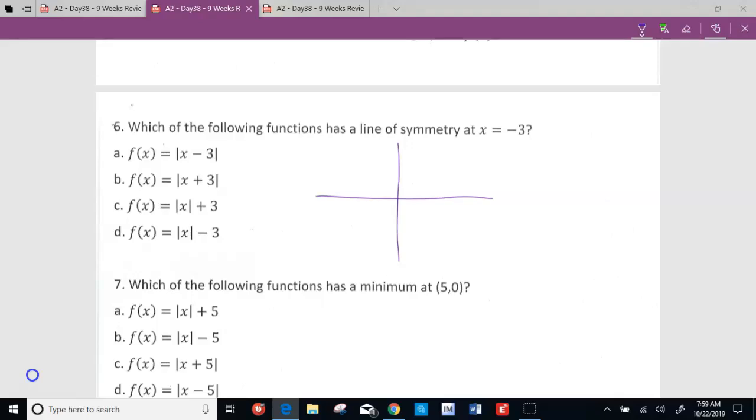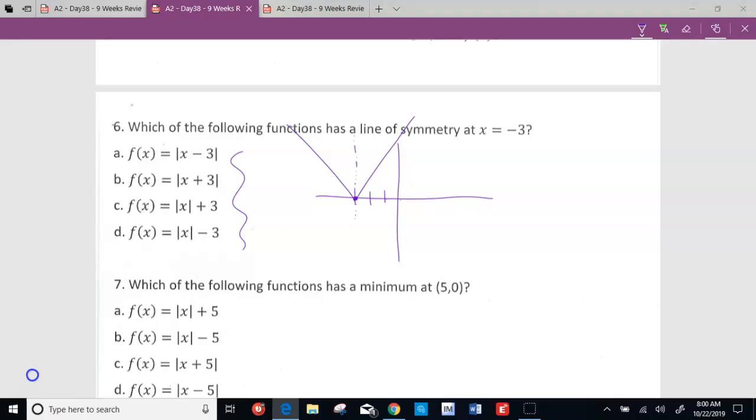It wants us to have a line of symmetry at x equals negative 3. Negative 1, negative 2, negative 3. So right here, it's going to be an invisible line, basically, that divides our V into perfect equal pieces. So we're going to have something that looks like this. So what equation would you need from over here on the left-hand side out of all these that would just move your absolute value equation 3 squares to the left?